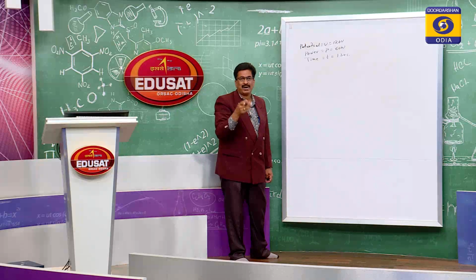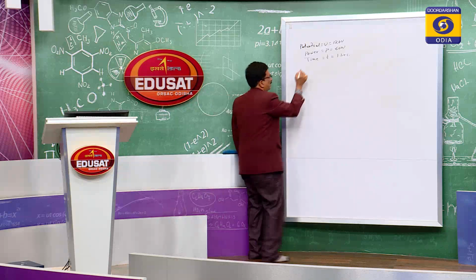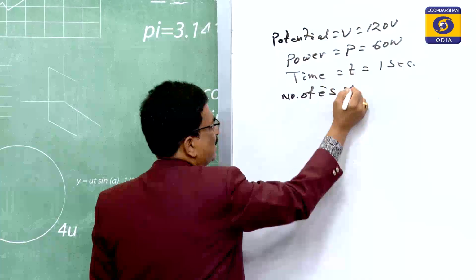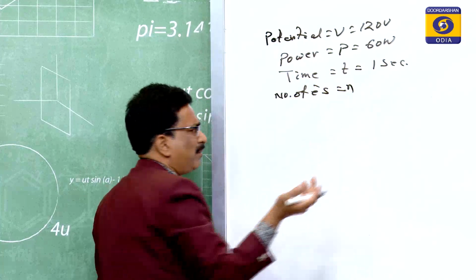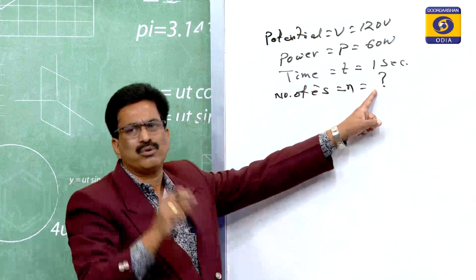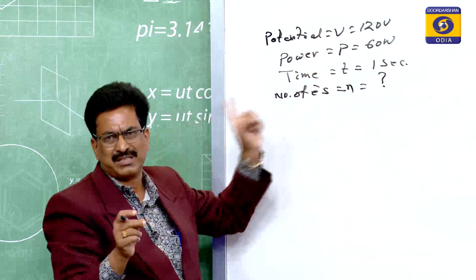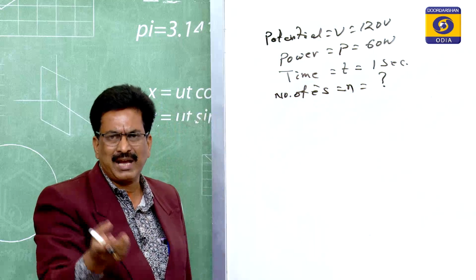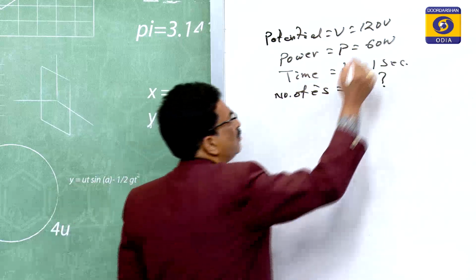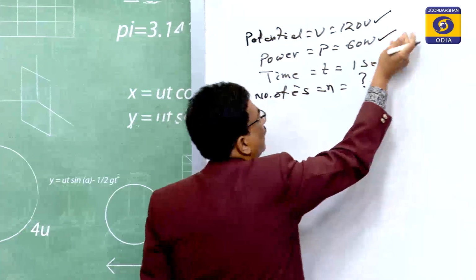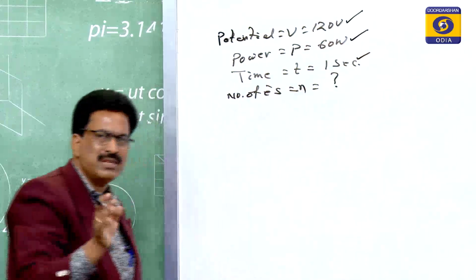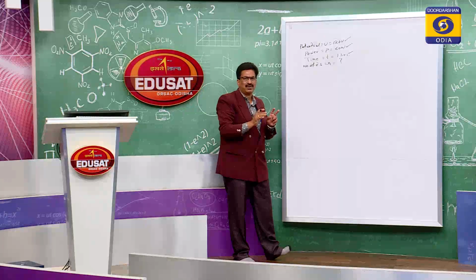The third step is what is being asked: how many electrons. So the number of electrons is asked. The symbol is either small n or capital N, whichever you take, and that we have to determine, equal to question mark. The fourth step is whether they are in the same unit or not, meaning all in MKS or CGS. Volt is MKS, watt is MKS, and second is common, therefore they all are in the same unit. So there is no need for conversion.